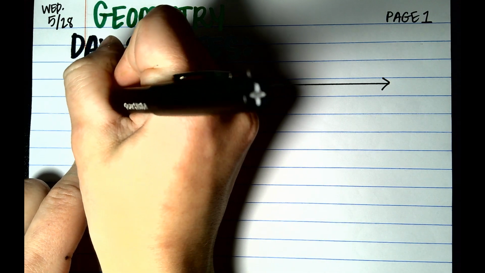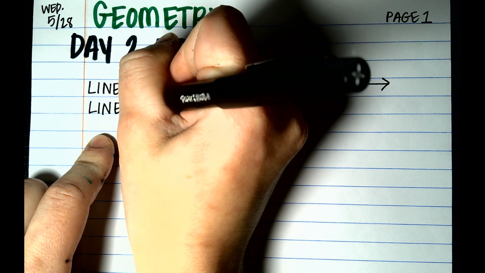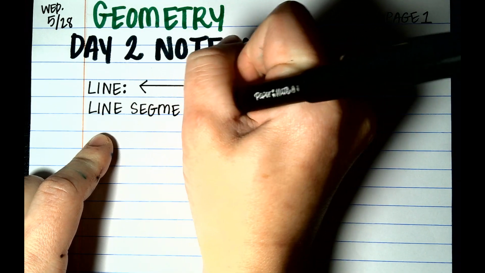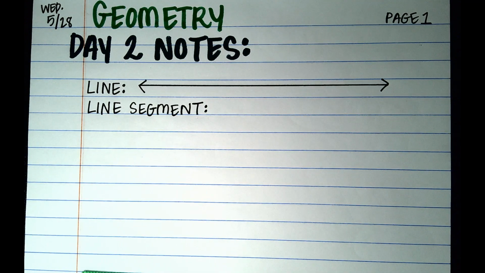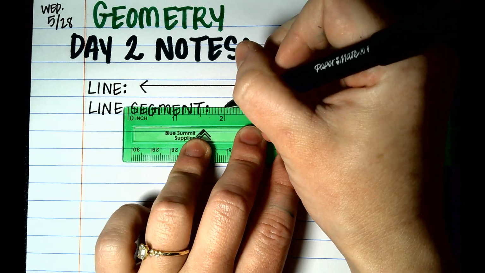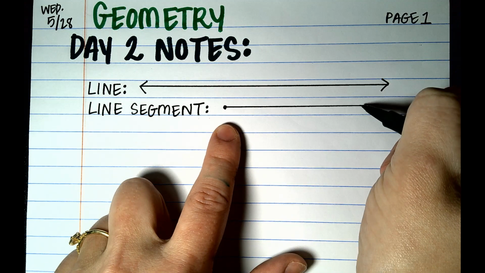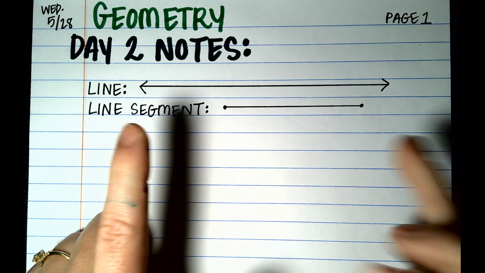Now, what we've been working with today and a little bit yesterday is called a line segment. Okay, and that is very similar to a line, but it does have endpoints. A line segment is just a piece of a line, part of a line.